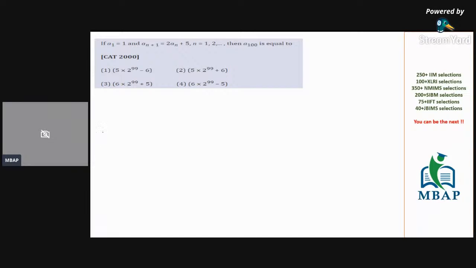Nitin, Atharva, Nida, Pratyush, Senthil, everyone. Cool. Let's see the very first question that we have chosen for today. This is for the year 2000, the CAT 2000 exam.